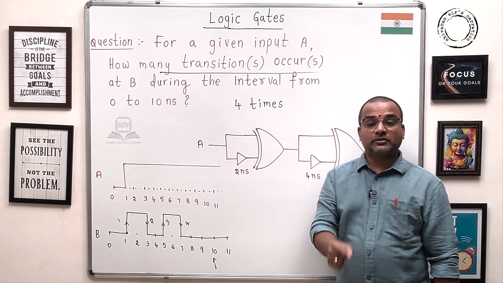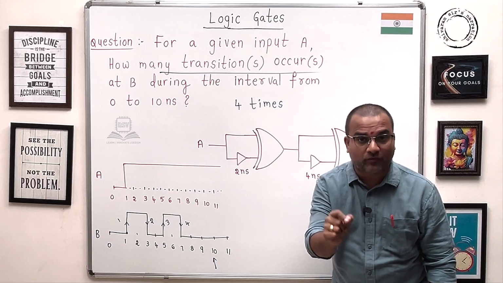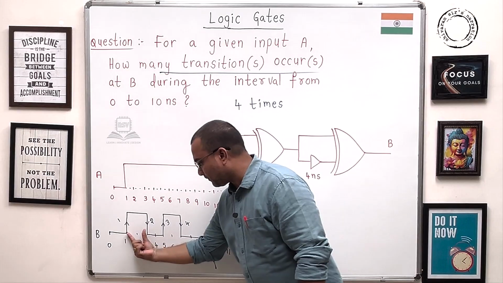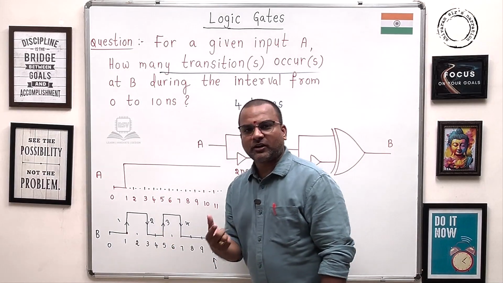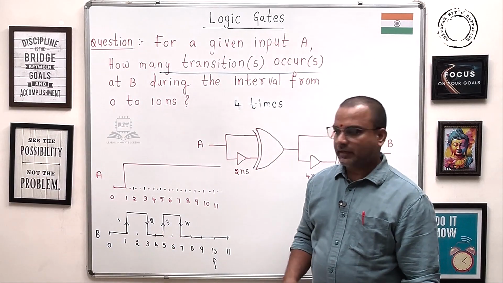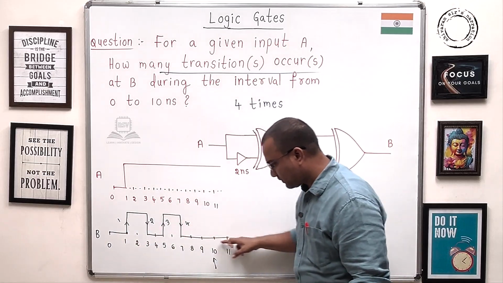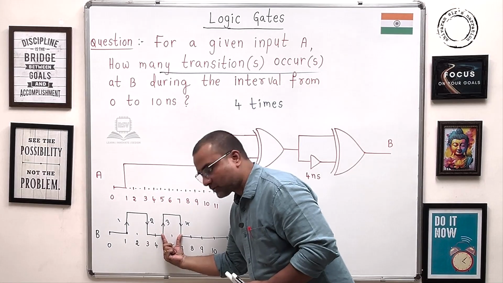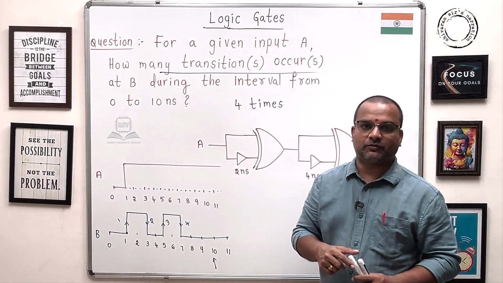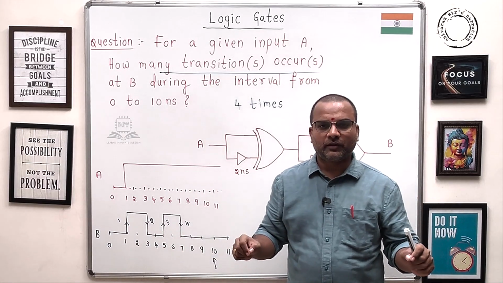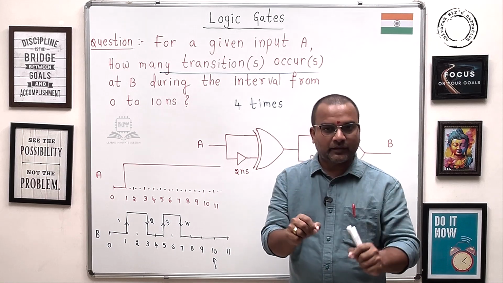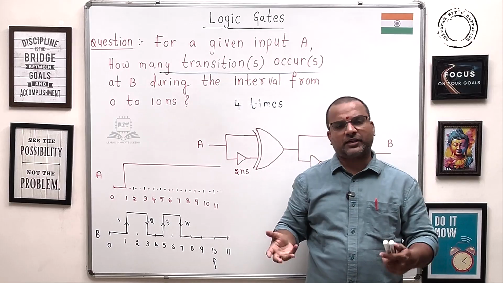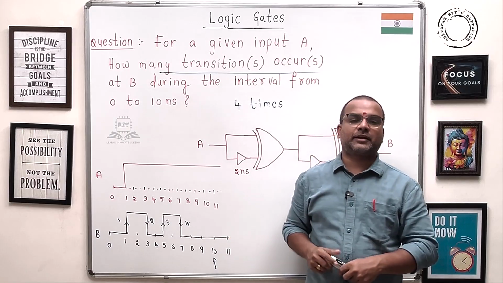But because of the non-zero propagation delay of logic gates, you are getting some transitions called glitches at the output. The output should be 0, but for 2 nanoseconds, the output is logic 1. You need to be very careful during design with respect to glitches, which are unwanted transitions. You can say glitches are unwanted transitions.